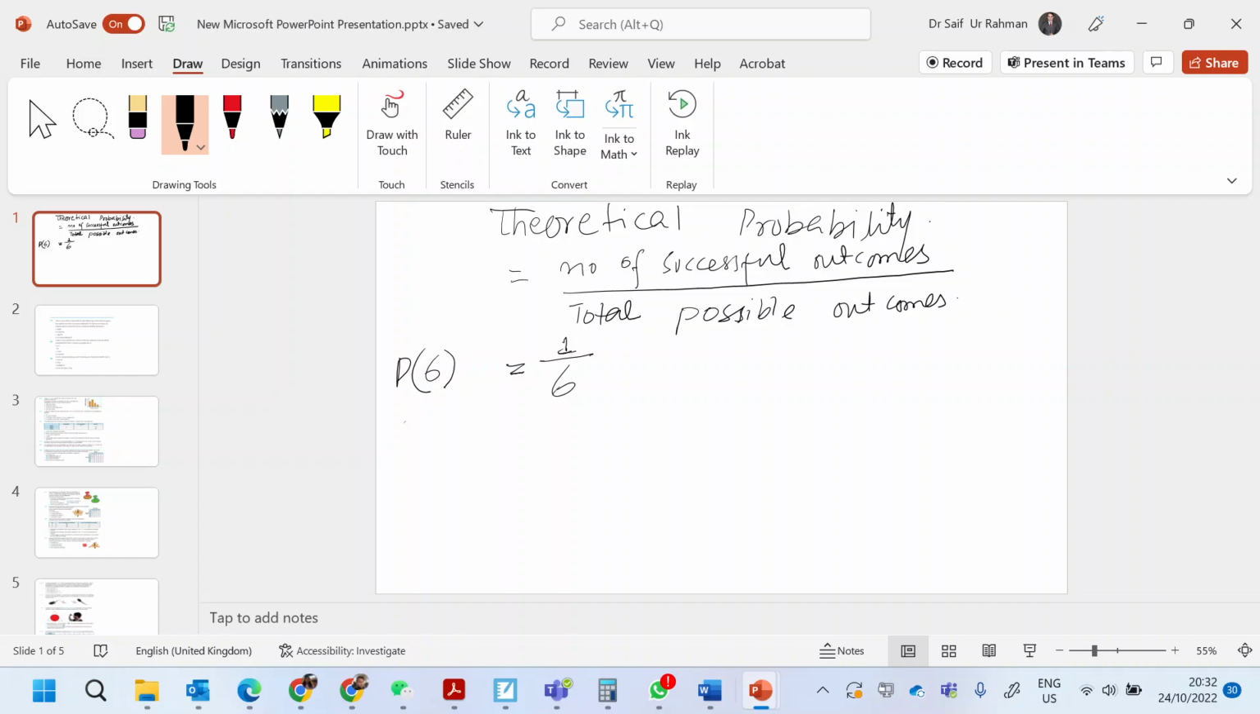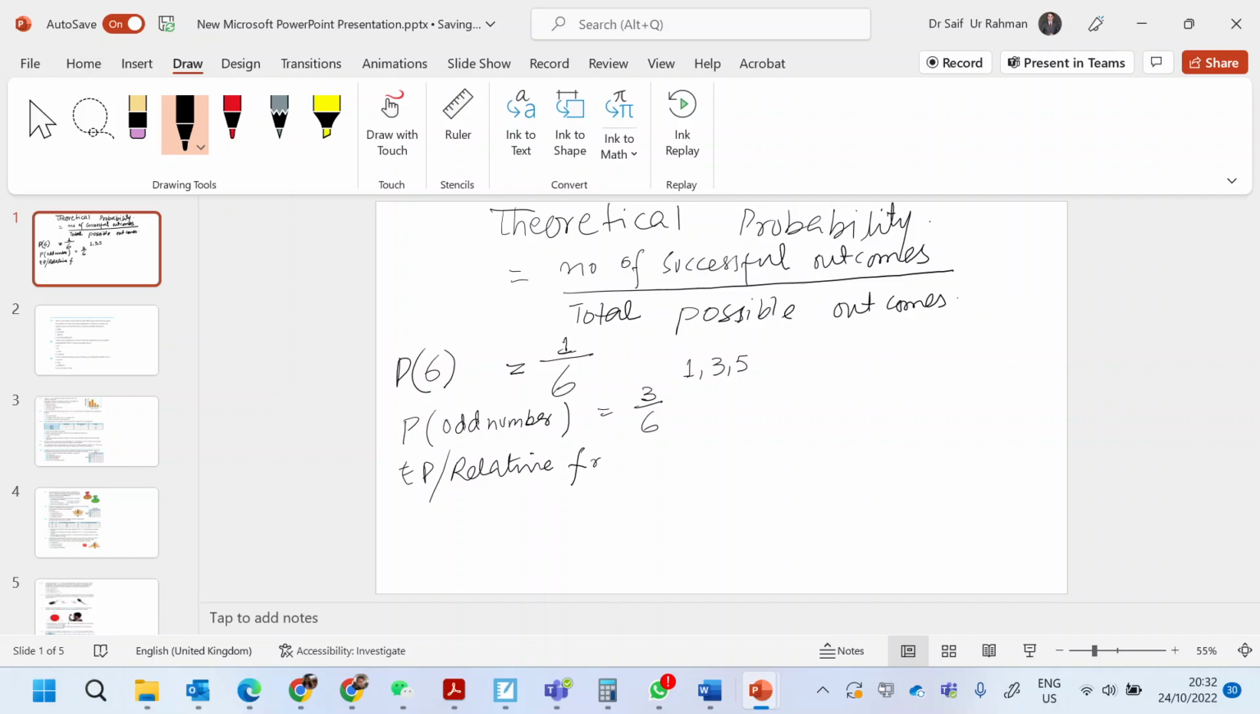Or if you say the probability of an odd number when you roll a dice, how many odd numbers do we have in a dice? 1, 3, and 5. So the probability of an odd number will be 3 out of 6. So this is the theoretical probability, and there is one more, experimental probability, which is also called relative frequency.